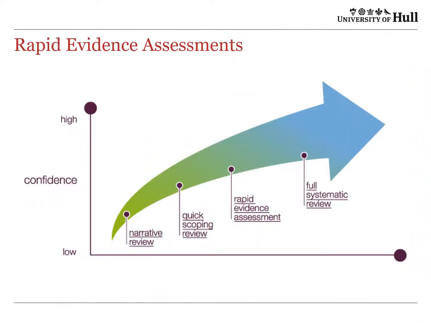And this is just a schematic diagram showing where rapid evidence assessments lie in terms of confidence compared with narrative reviews and quick scoping reviews. They're better, but not quite as good as full systematic reviews. However, they are rigorous and they are very useful.